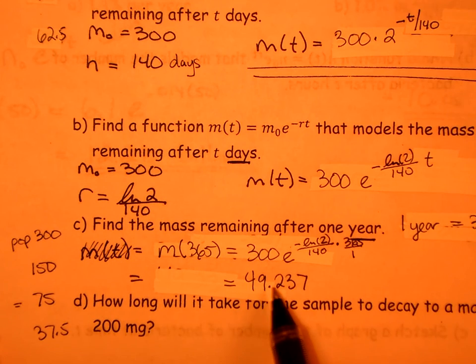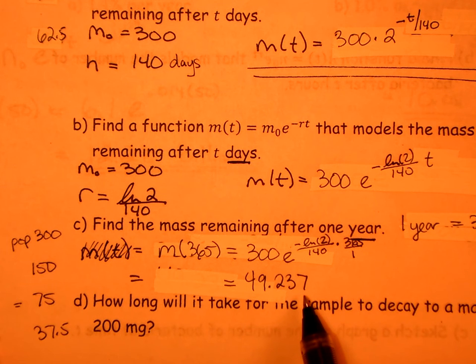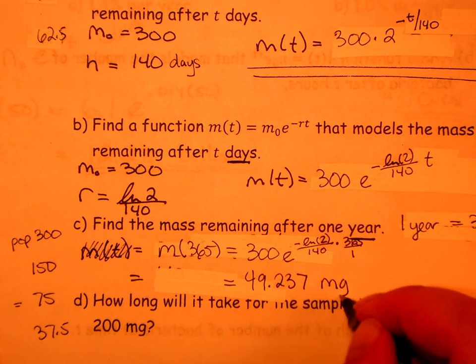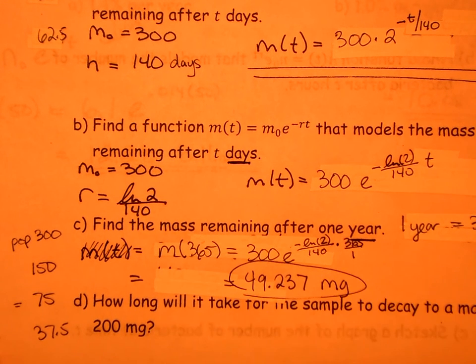All right, so 49.237, this is the mass, and the units of our mass is in milligrams. So after 1 year, we'll have 49.237 milligrams of this polonium.